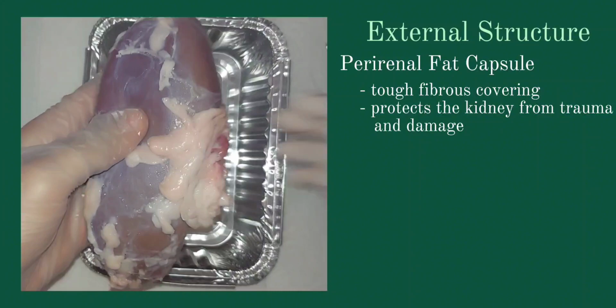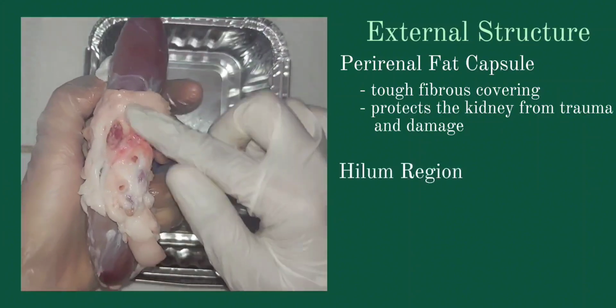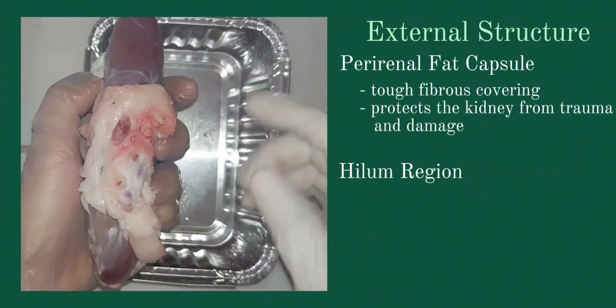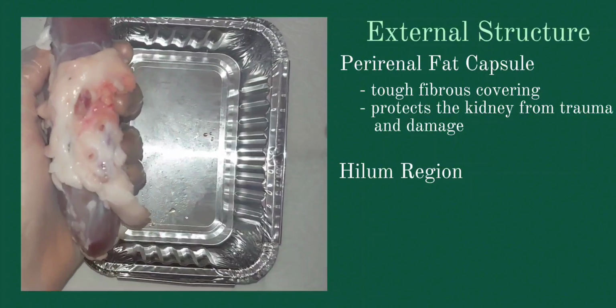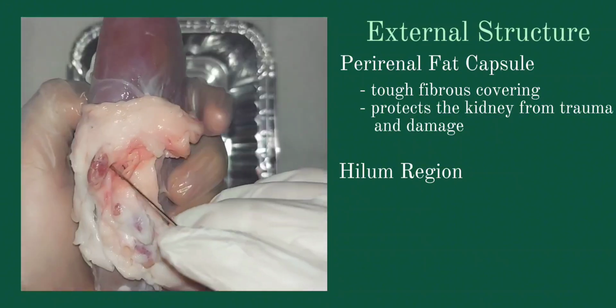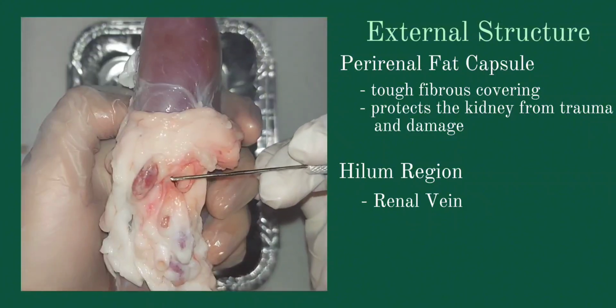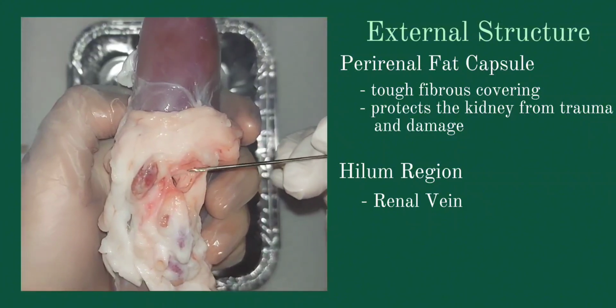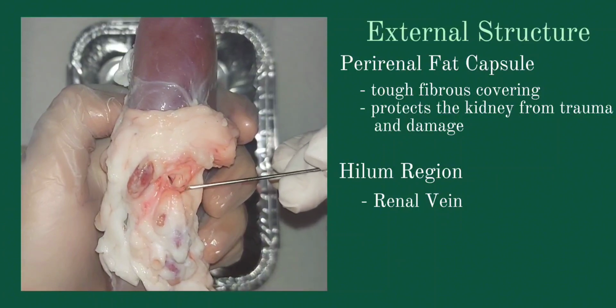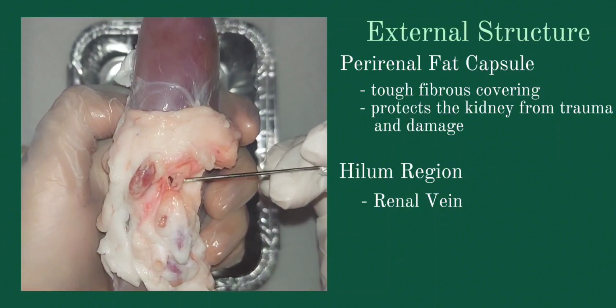Next, let us locate and identify the parts of the hilum. The hilum is the entry and exit site for structures servicing the kidneys. First, the renal vein. This transports blood to the posterior vena cava from the kidneys. We should always remember that veins carry blood back to the heart.